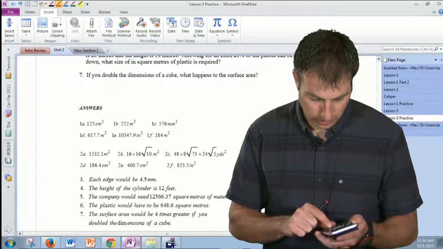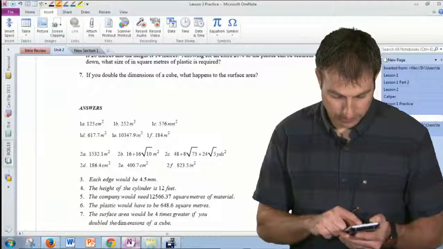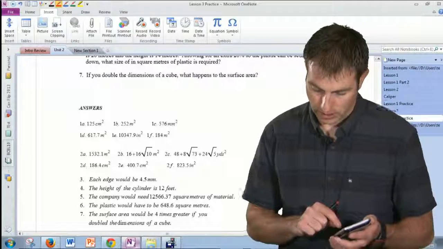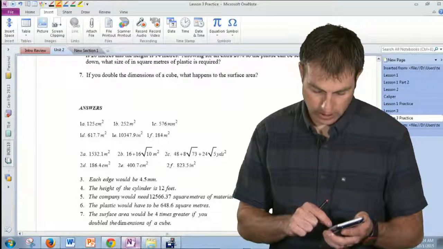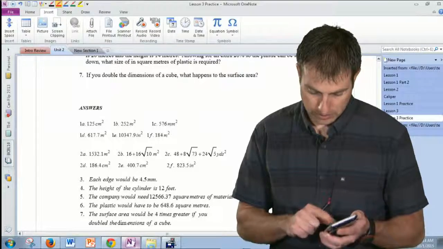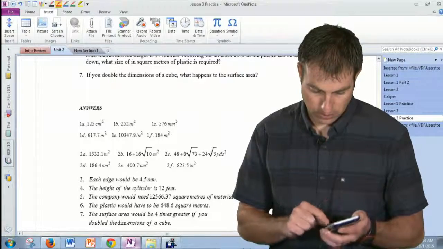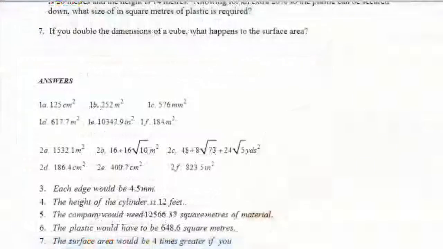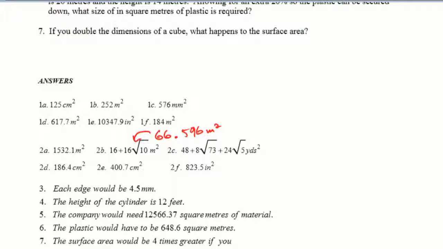If we lose the exact value thing for now, because we haven't dealt with that yet. So the square root of 10, multiply that by 16 and add 16 to it. So this answer here should be 66.596 meters squared for 2b.